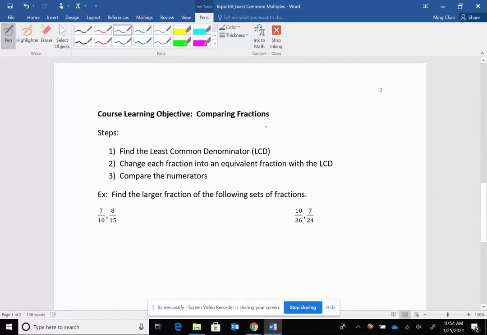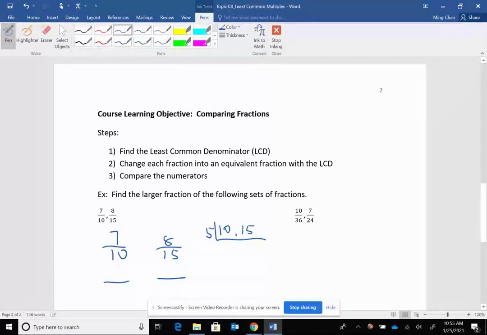All right, comparing fractions. When we compare fractions, what we want to do first is to find the least common denominator. Then change each fraction into an equivalent fraction with the LCD. Then we just compare the numerators. So when 2 fractions are close or you're not familiar with them, what you can do is find the LCD first. So 7 over 10 versus 8 over 15. All right, so what's my LCD between 10 and 15? Well, let's give it a try. I'm not quite sure. I think it's 30.